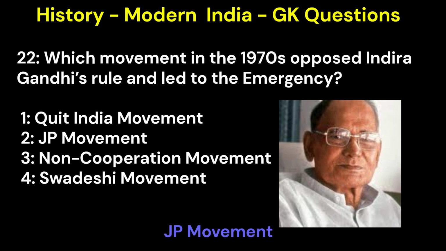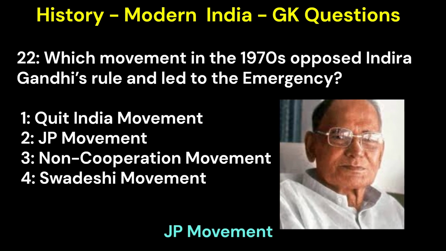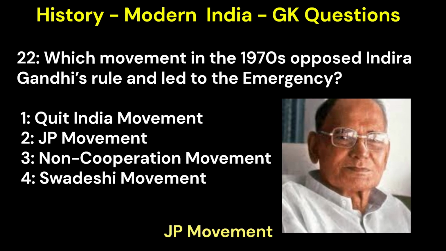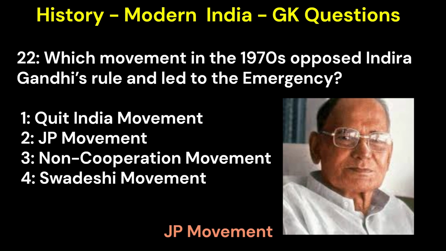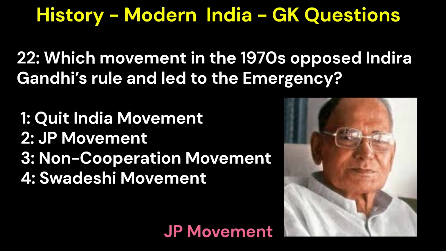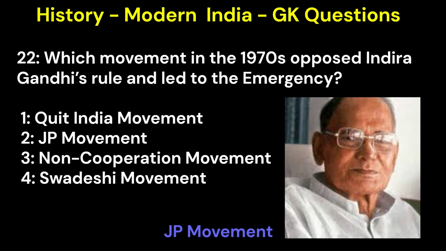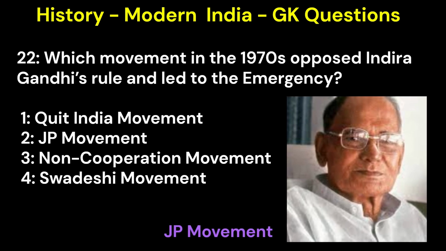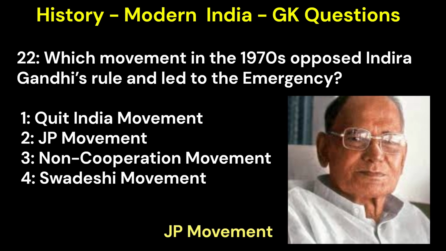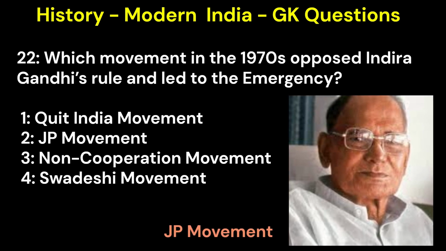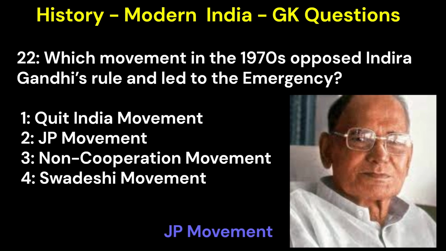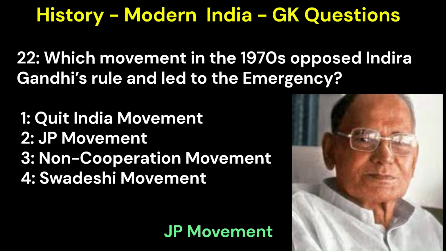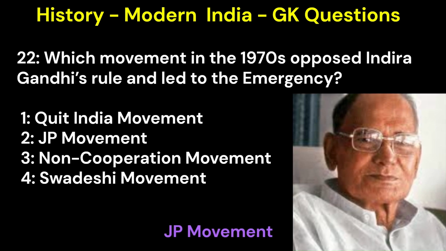Explanation: the JP Movement, led by Jayaprakash Narayan, JP, in the 1970s, was a mass protest against corruption and authoritarianism under Indira Gandhi. Starting in Bihar in 1974, it gained nationwide traction, demanding total revolution. Gandhi's response was the emergency in 1975, arresting JP and others. The movement weakened Congress, leading to its 1977 electoral defeat and marking a turning point in Indian democracy.